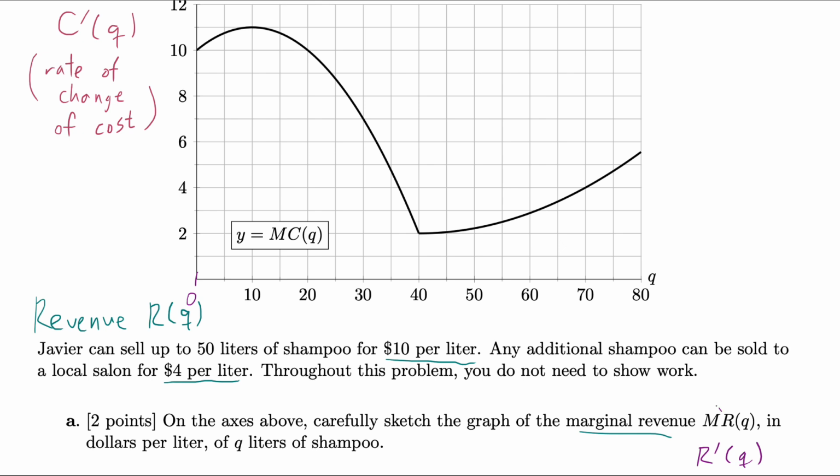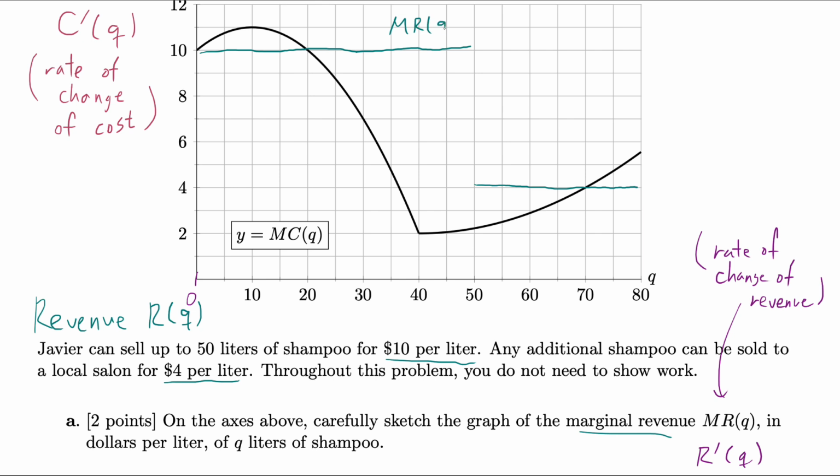So the marginal revenue, since that's giving you the rate of change of revenue, so maybe that's worth writing down. This is the rate of change of revenue, since it's the derivative of revenue. So from 0 to 50, we know it's going to be 10. So we're always at 10 here for the revenue from 0 to 50. And once you hit 50, now the rate of change of revenue is only $4 per liter. So now you're going down to 4. So you're always at 4 after that when it comes to the rate of change of revenue. So this is what MR of Q is going to look like.